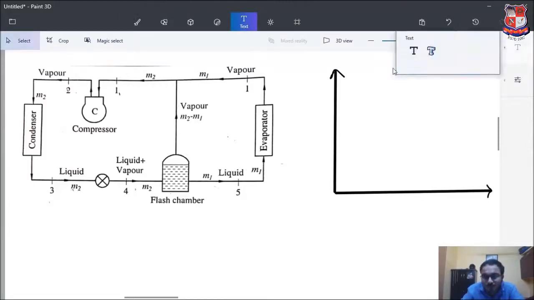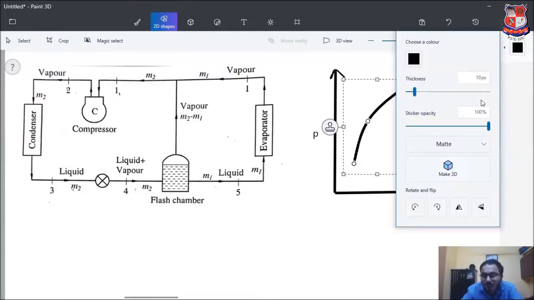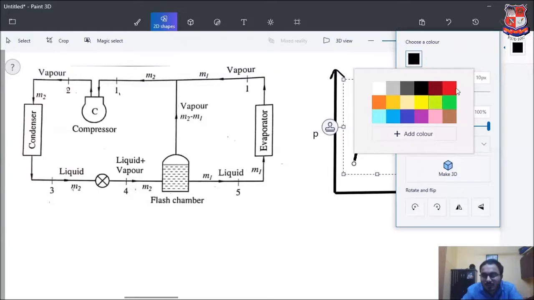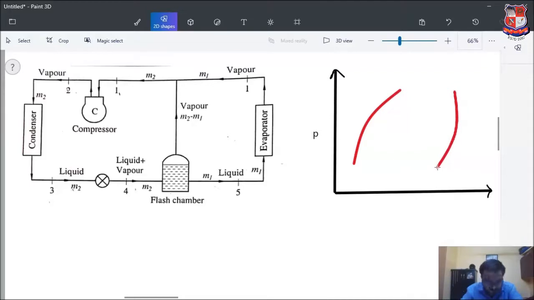Here, as you are aware, this will be our pressure, and here we will have enthalpy. Now we will first draw the saturated liquid line. As usual we will use red color for saturation lines. This is the saturated liquid line, and now we will draw the saturated vapor line, that will be this.